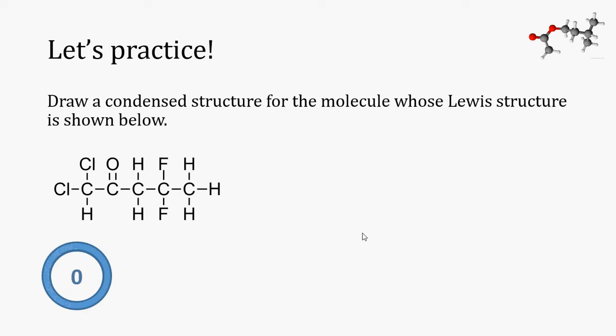Okay, let's work this one out. This one has some halogen atoms in it, which we haven't talked about before. However, halogen atoms are monovalent atoms like hydrogen atoms, and we can treat them very similarly. The condensed form of this molecule is Cl2CH, CO, CH2, CF2, CH3.